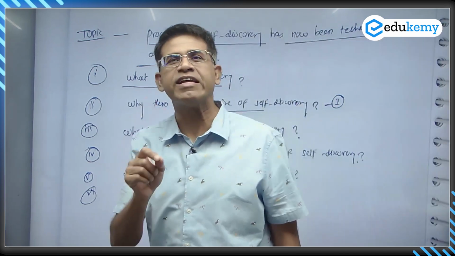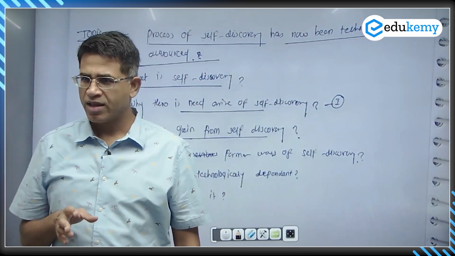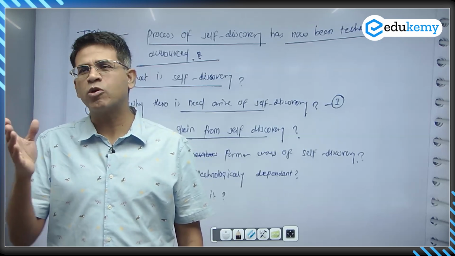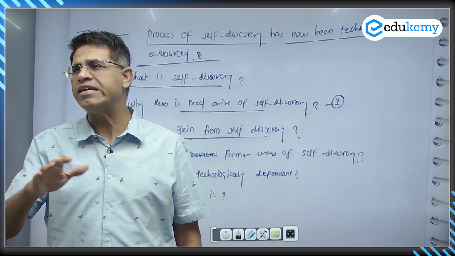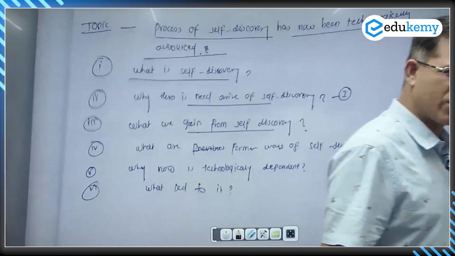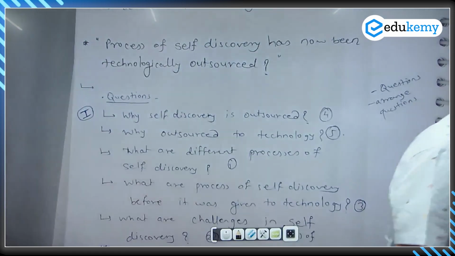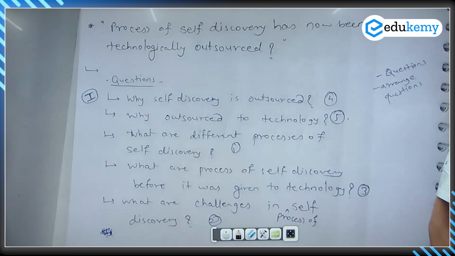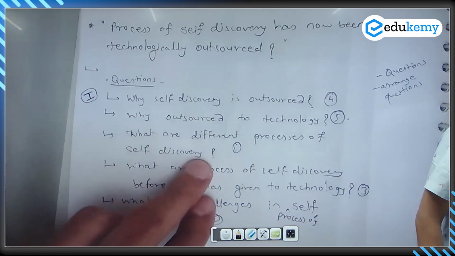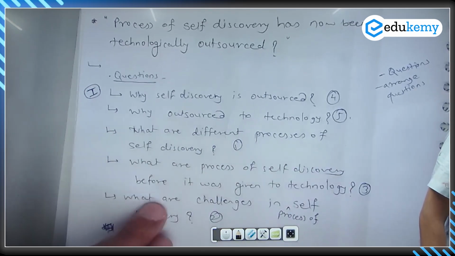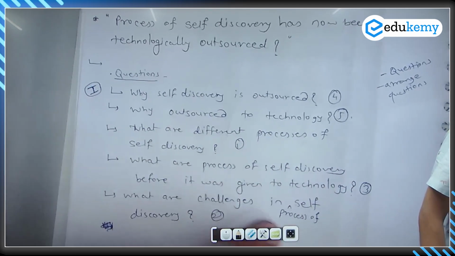One rule of essay writing is that however well you write, if you miss the topic, we can't give you marks. Anybody scoring less than 100 or less than 90, I'll say, generally are those who are missing the topic. So that's your list of questions. Let's try this. Why is self-discovery outsourced? Why outsource to technology? What are different processes of self-discovery? What are the processes of self-discovery before it was given to technology? What are the challenges of self-discovery?